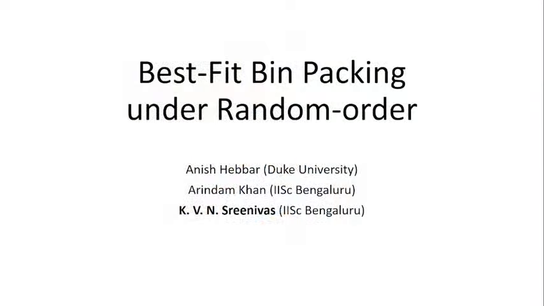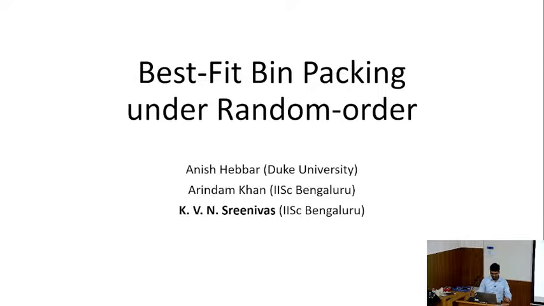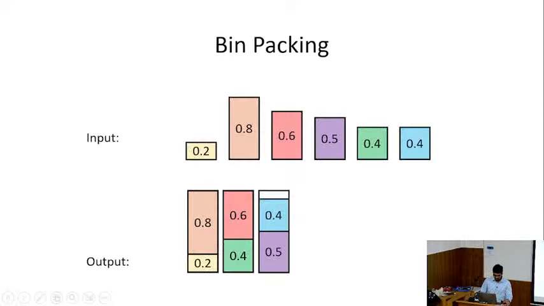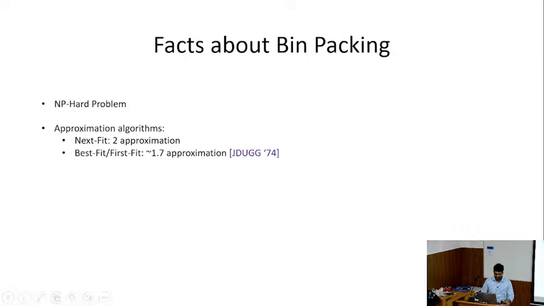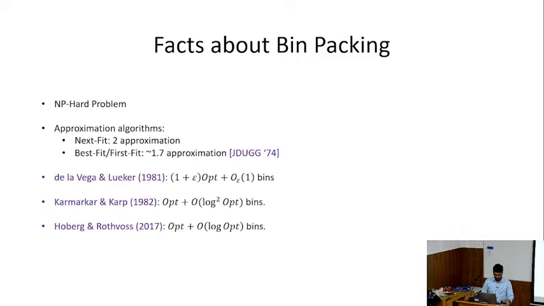Okay, so hello everyone. I'll be talking about the best fit algorithm for bin packing in the random order model, and this is joint work with Anish Heber and my advisor Arindam Khan. So just to recall the bin packing problem, we are given a set of items where each item has size between 0 and 1, and the goal is to pack them into the minimum number of unit capacity bins. Bin packing is a very classical NP-hard problem, and it has been studied from an approximation perspective since the 70s. There are some very practical algorithms like next fit and best fit that achieve very good approximation ratios. And from a theoretical perspective, there are algorithms that obtain very close to the optimal number of bins. Although they are polynomial time, they are quite impractical because of the huge constants hidden.